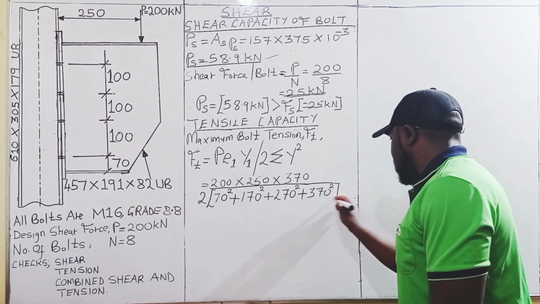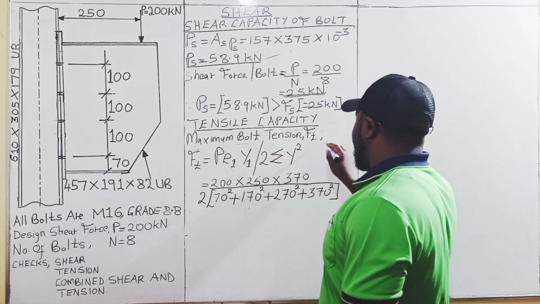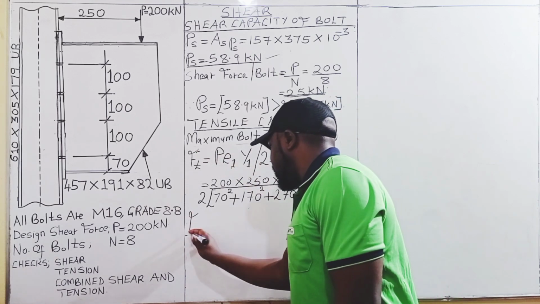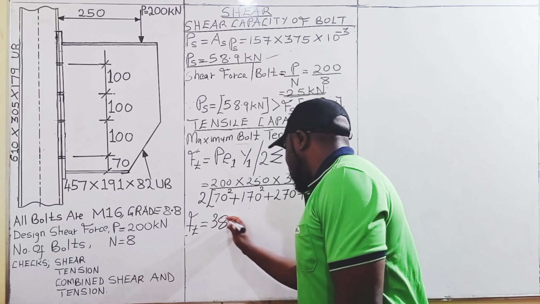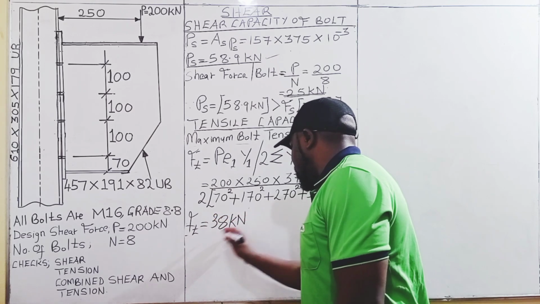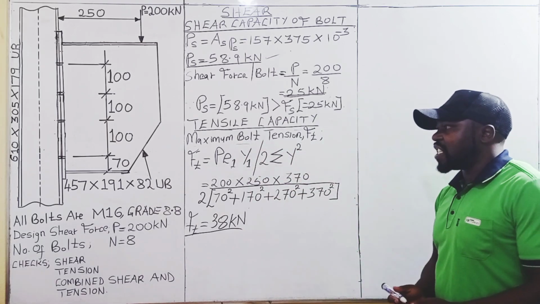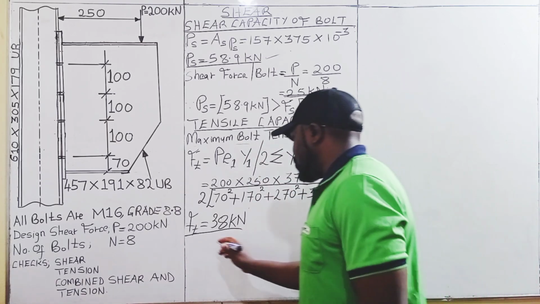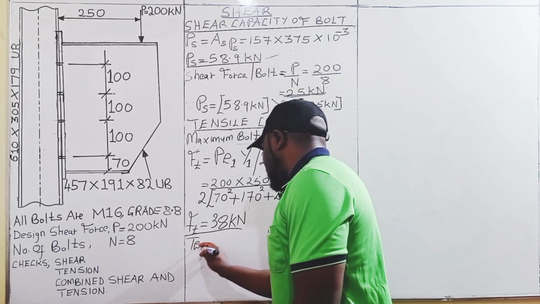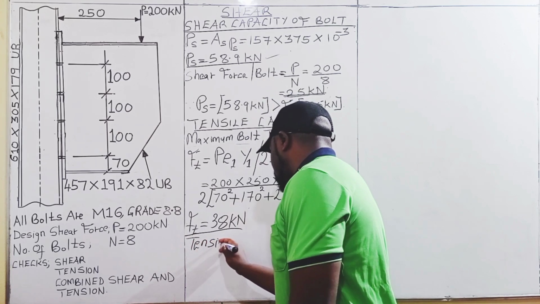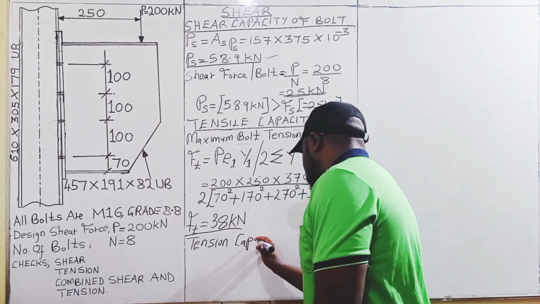370 squared. And therefore, Ft, which is the maximum bolt tension, is going to be equal to 38 kilonewtons. Therefore, that is the maximum bolt tension, Ft. Then from there, we are going to calculate the tension capacity or the tensile capacity. Therefore, we go to the tension capacity of the bolts.